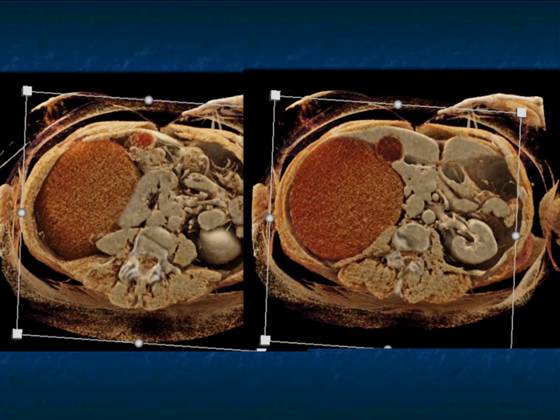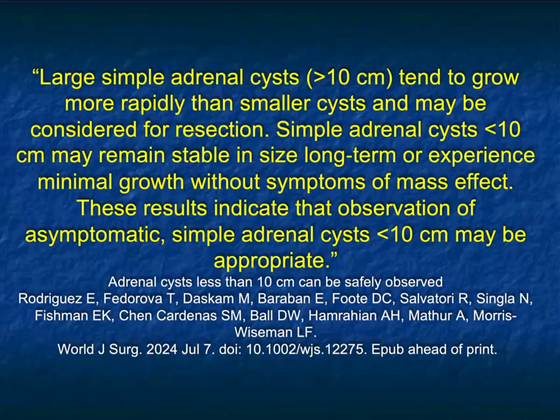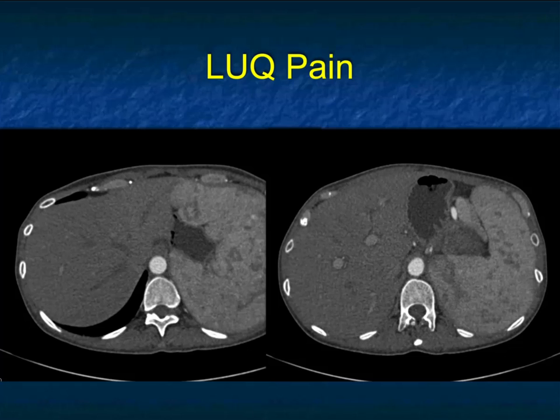But adrenal cysts can be very large, but compared to the prior case, water density, very well defined, very nicely shown there. Large simple adrenal cysts over 10 cm tend to grow more rapidly than smaller cysts. Cysts under 10 cm can remain stable for long periods of time. These results indicate that observation of asymptomatic simple cysts under 10 cm may be appropriate. So you can follow it as it grows, watch it. If it grows really fast, maybe take it out. But once it hits 10 cm, that may be the magic number based on looking at a large series of cases at Hopkins.